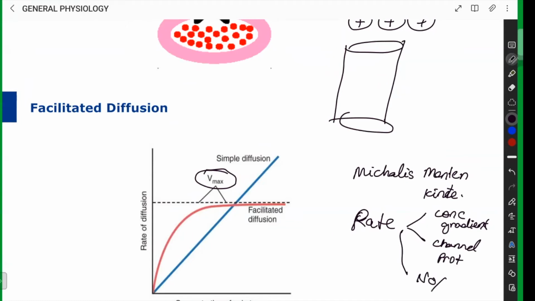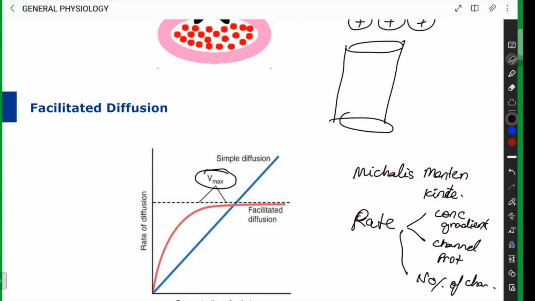So one is the concentration gradient. Second is your channel properties. What is the caliber of the channel? And then what is the number of channels that are present? So this is what Michaelis-Menten kinetics defines in facilitated diffusion. Is it clear?